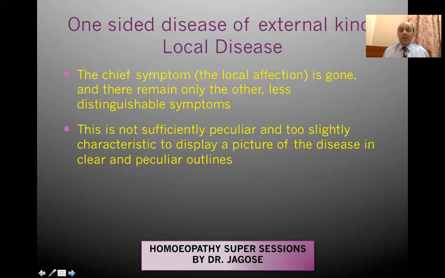The chief symptom, that local affection, is gone and there remain only less distinguishable symptoms. So the chief symptom or the local symptoms that are there will go away. Whatever eczema is there, whatever psoriasis is there, or whatever local affection is there, that completely disappears and you are left with some other non-important or vague symptoms. This is not sufficiently peculiar and too slightly characteristic to picture the disease in a clear and peculiar outline. So what will happen? These symptoms which are there will be ill-defined and incomplete, and with these ill-defined or incomplete symptoms, you will not be in a position to find out the characteristic remedy.